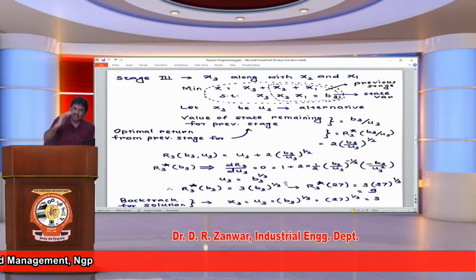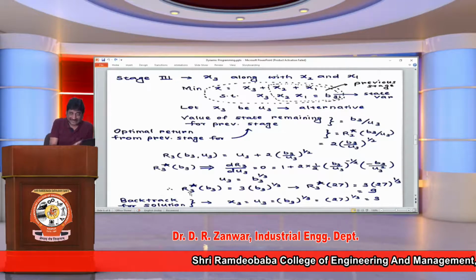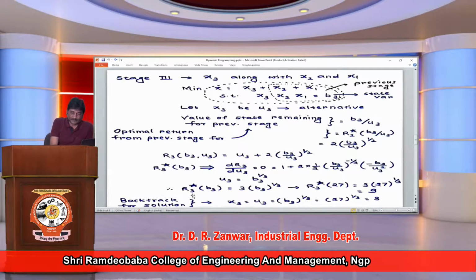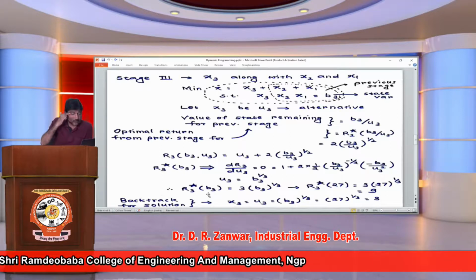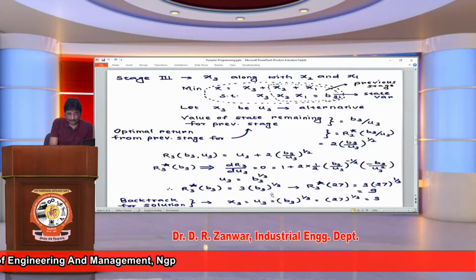Right? Now as B3 keeps on increasing, the return function also keeps on increasing. It means that when B3 is at its maximum value, that is 27, you will be getting the best value. So I'm sorry, this is not increasing, this is decreasing. Your objective function is minimization. Okay, right? So when R3 is equal to 27, because you are given B3 is equal to 27 finally.